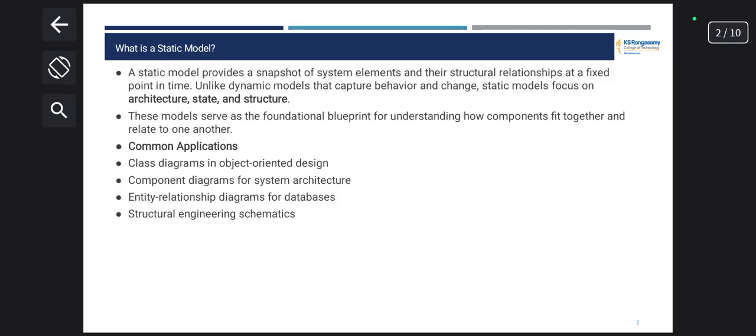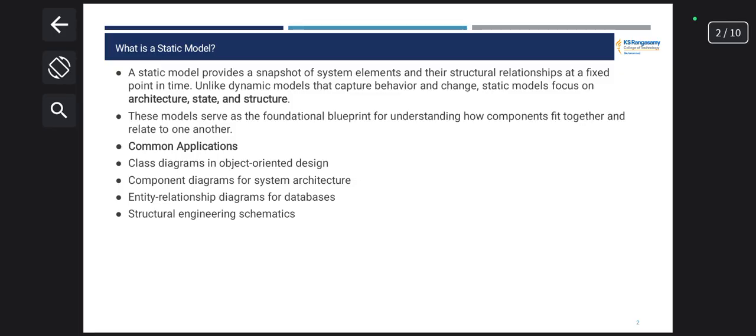The next one is what is a static model. Let's begin by understanding what a static model is. A static model is essentially a snapshot of the system at a specific point in time. It focuses on the structure and the architecture rather than behavior. Think of it like a blueprint of a building. So you can see where walls, doors, and windows are, but it does not show people moving inside. So in software, static models are used to visualize how classes and objects are organized, component hierarchies in large systems, and database entities and their relationships.